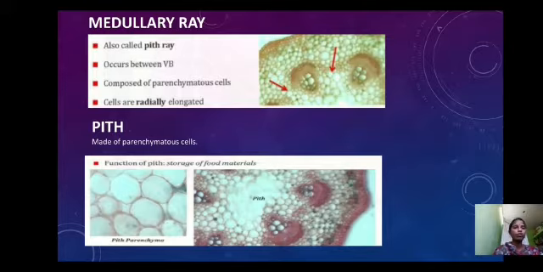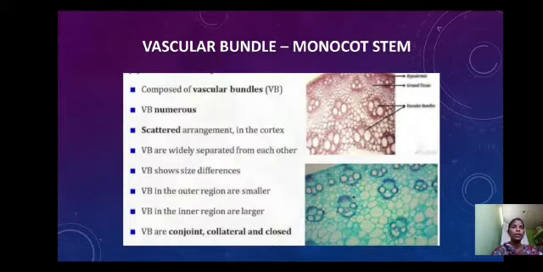Now we shall move to the monocot. In monocot, the vascular bundles are numerous. As I said, they are numerous and they are scattered here and there. There is no specific arrangement as in dicot. The size of the vascular bundles also varies. The small vascular bundles are seen in the outer region, whereas the larger vascular bundles are seen in the inner region. Here the vascular bundle is conjoined, collateral and closed.